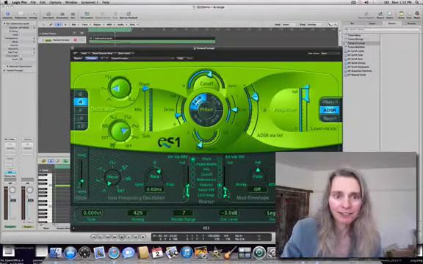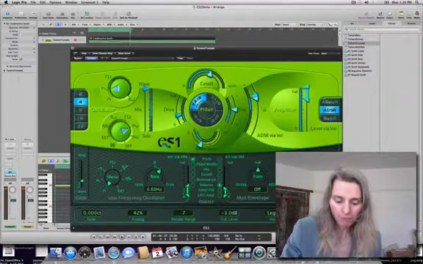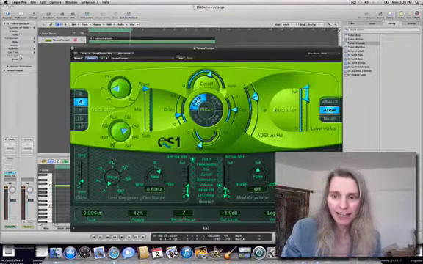Let's see whether that sounds like a trumpet. And the direction of this modulation is from the oscillator to the gain.